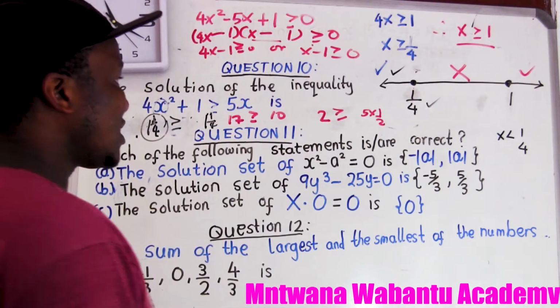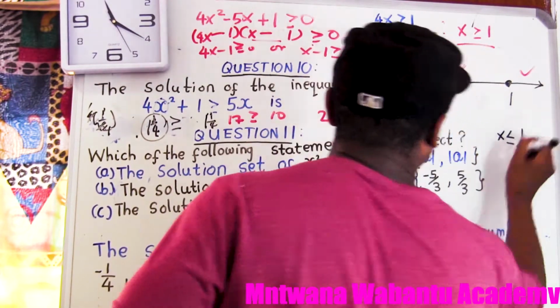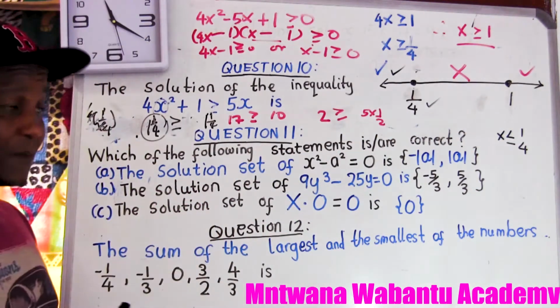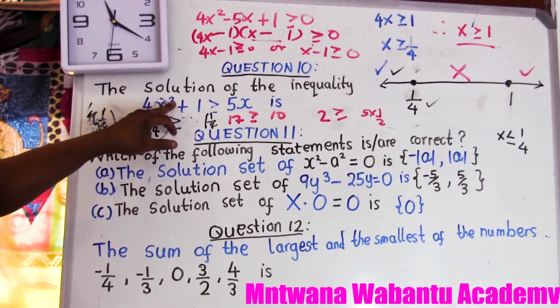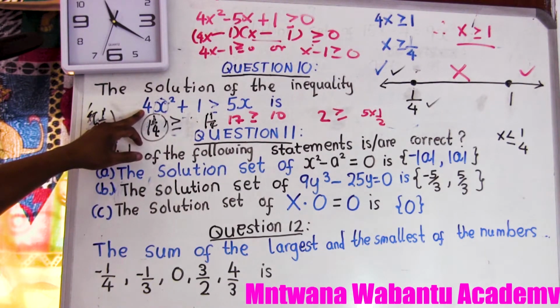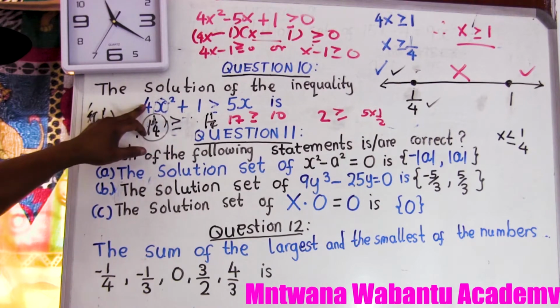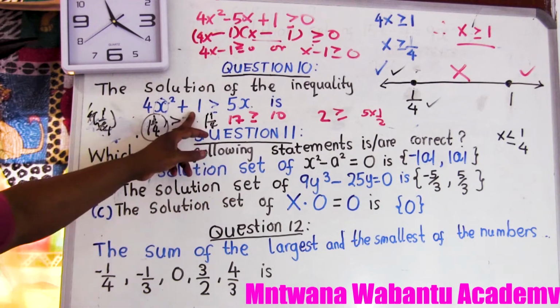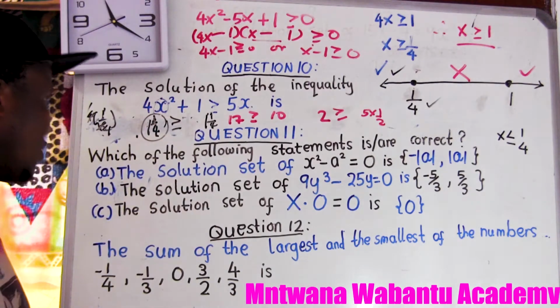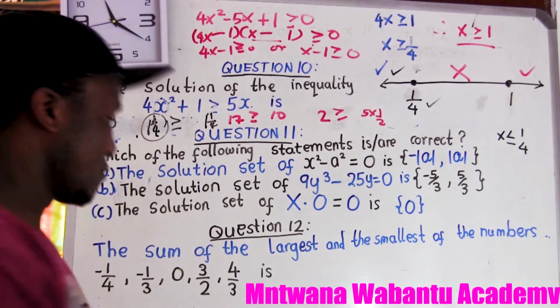Okay, so how are we going to say x is less or equal to 1/4? That's the first answer. Now we want to test for 1. If you plug in 1: 1 squared equals 1, plus 4 equals 4. 1 squared equals 1 times 4 equals 4, plus 1 equals 5. Okay, 5 times 1 is 5. Yes, 5 is equal or greater than 5 is true.